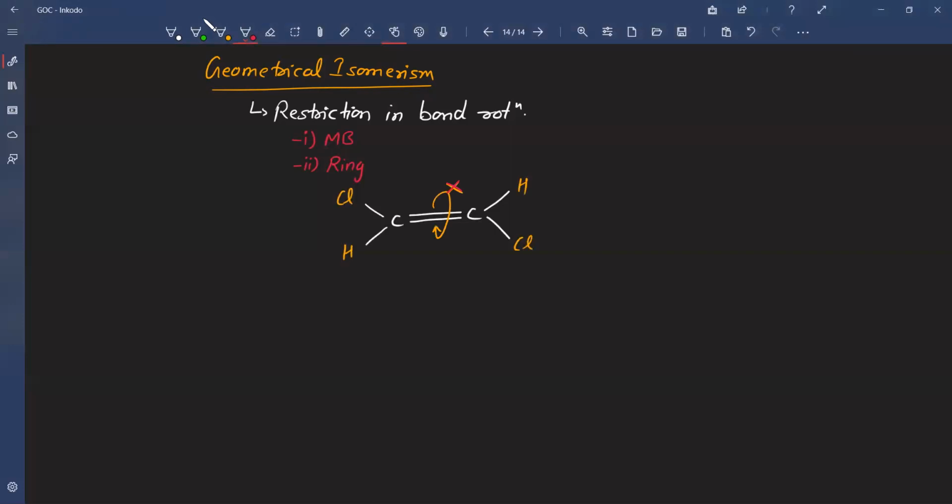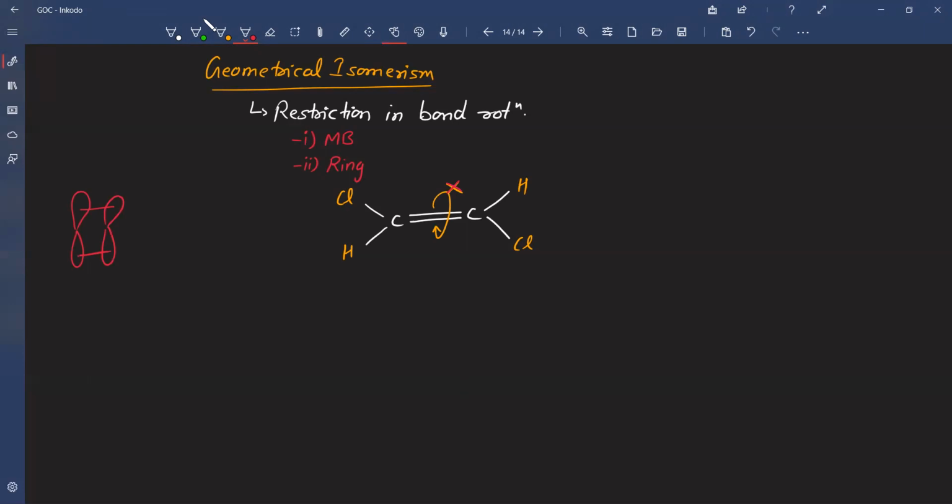Sigma is an axial bond, formed due to axial overlapping, so it can rotate. But pi bond is lateral overlapping. So suppose there is a pi bond, it will be lateral overlapping of these orbitals, and obviously it won't be easy for them to rotate, right? So that is one case, due to the pi bond.